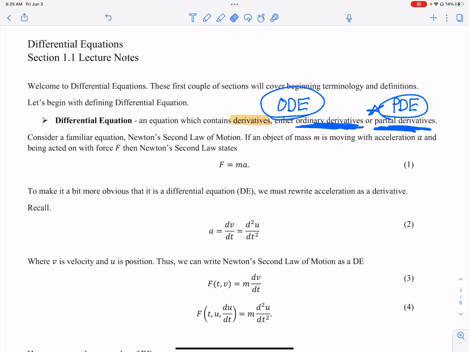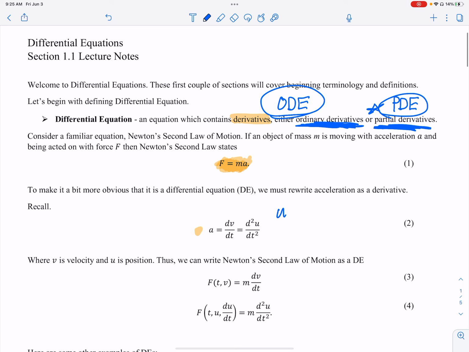So let's start off with something that I hope you have seen before. It is Newton's second law of motion. Force equals mass times acceleration. Now, we can actually move this around to make it look like a differential equation. So let's recall that acceleration is the derivative of velocity. It is also the second derivative of position.